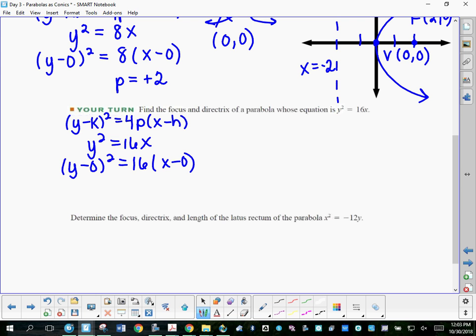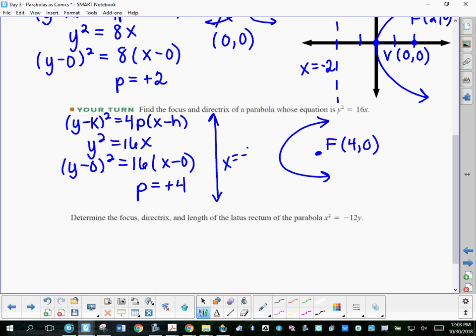As I'm listing this out, our p-value in this should come out to be how much? Positive 4. Which direction is this parabola then going to open? To the right-hand side. It would look something like this. You've got a point here in the middle. Your focus is at (4, 0). Your directrix is behind you, and that line would be x equals -4. What is your vertex? (0, 0). Do we have questions on that? There should be symmetry there.